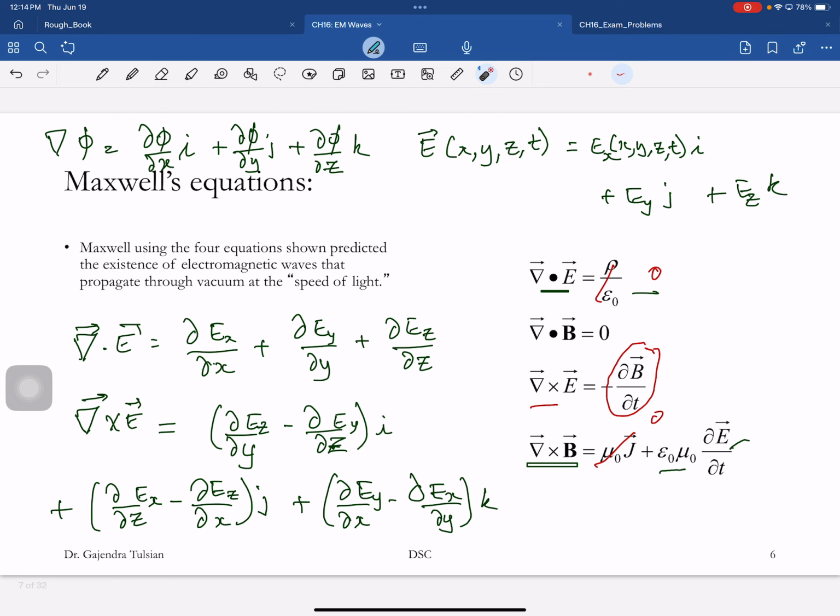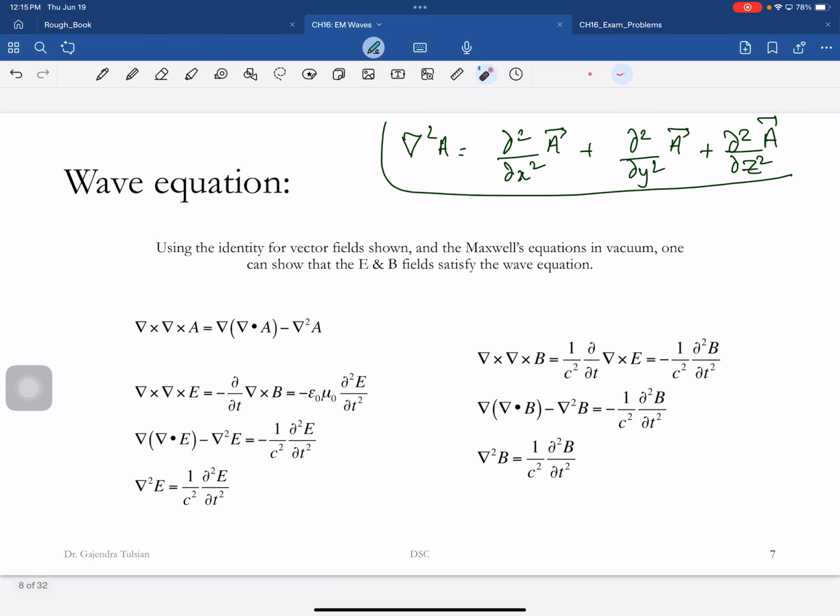Okay. So Mr. Maxwell is going to study these equations in vacuum. This guy is 0, this guy is 0. Okay, so using this identity, all in one afternoon, remember? Using this identity, he applies that to the 4 equations and he gets this equation for the electric field. So what does this equation tell you? That an electric field in vacuum must satisfy this differential equation.